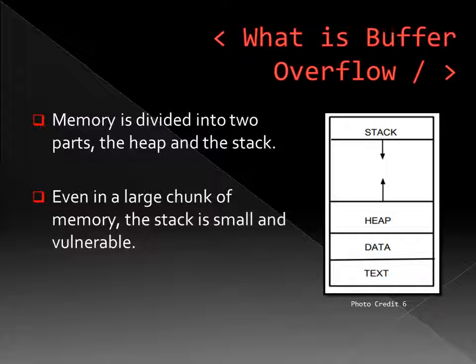Now, we'll answer the question of how a buffer can overflow. This chunk of memory, where programs do work, is split into two parts, the heap and the stack. The stack is small, usually only about 1 megabyte in size. So, if you remember the old 3.5-inch floppy disks that could only hold about 1.44 megabytes of data, it's a little bit smaller than that.